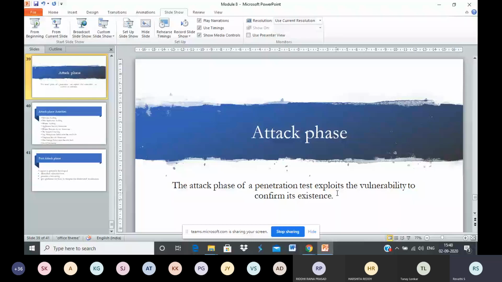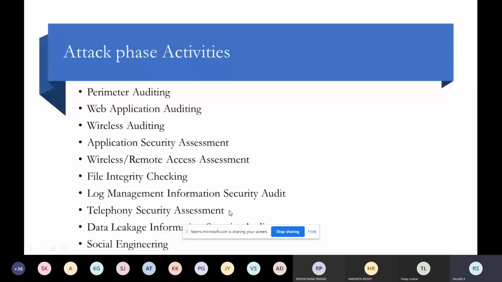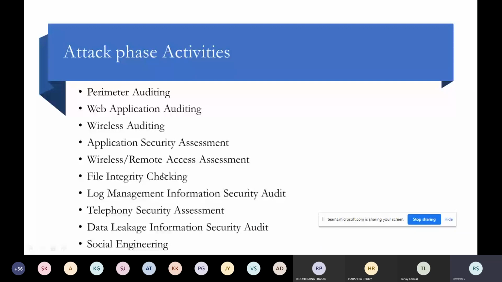Okay, so you understand the definition of the attack phase. The attack phase of the penetration test exploits the vulnerability to confirm its existence. Earlier, you were only assessing the vulnerability, but once you attack this vulnerability, then only will you understand whether this vulnerability really exists or not. Okay, so what are the attack phase activities? There are 10 different things I have listed out. So we need to go one by one.